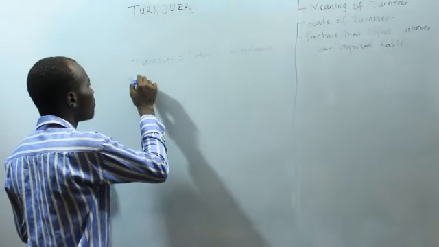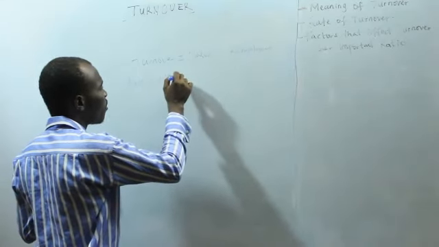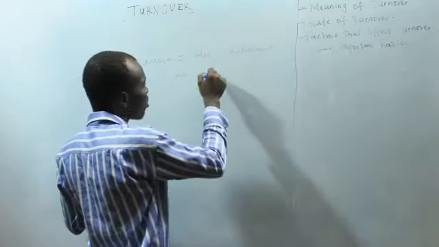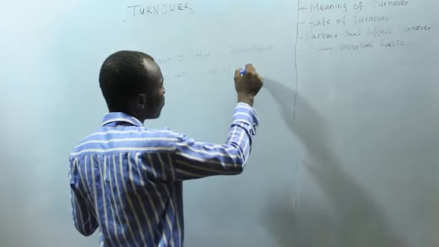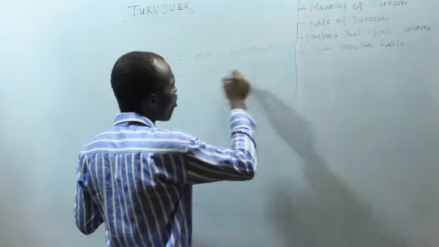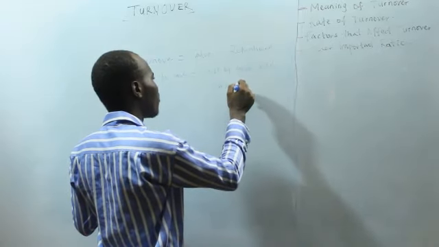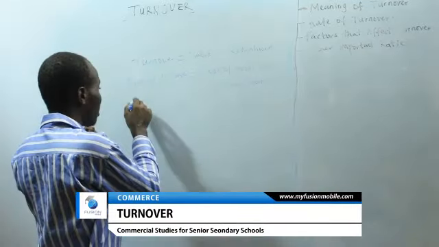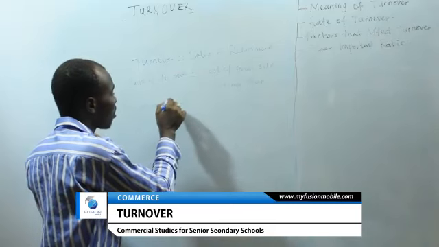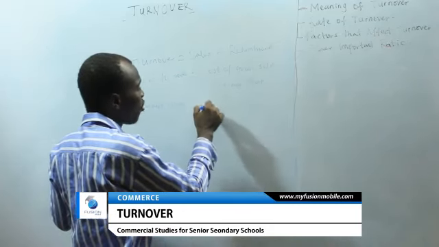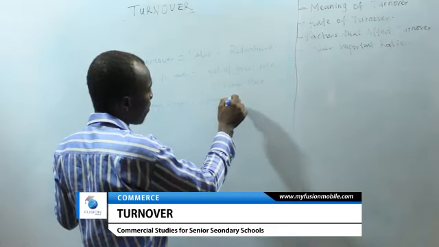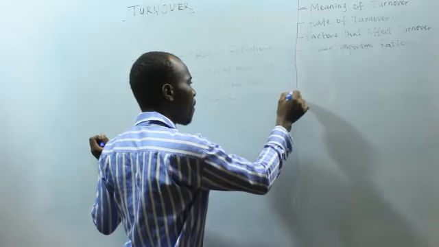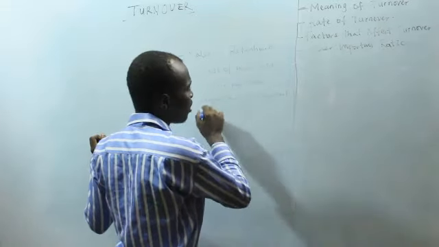So the rate of turnover, which shows you the number of times in which the value of average stock is sold, is the cost of goods sold over average stock. So we know how to calculate our cost of goods sold and our average stock. Generally, we've done that already, that the average stock is equal to the opening stock plus the closing stock, over 2, divided by 2.